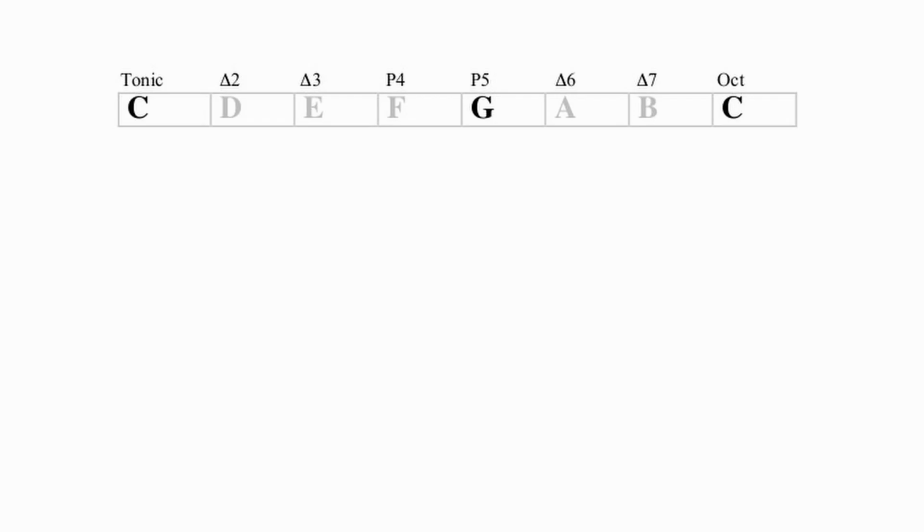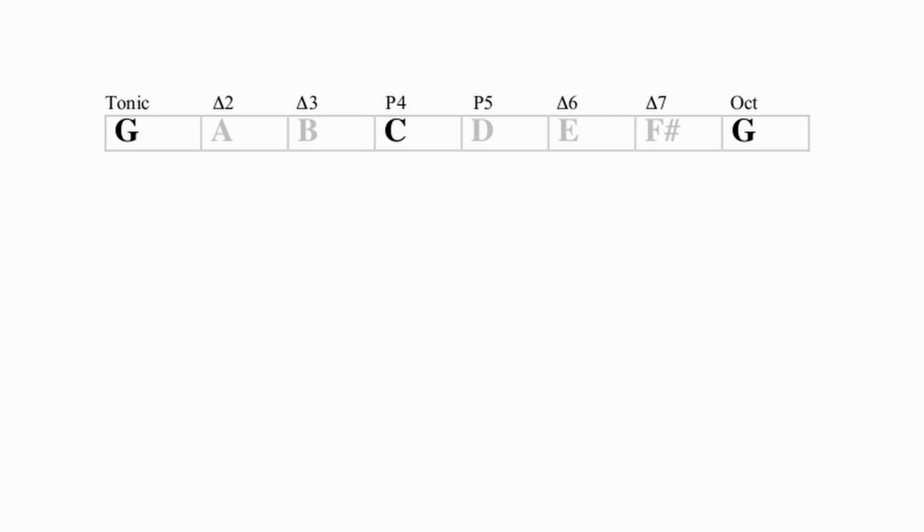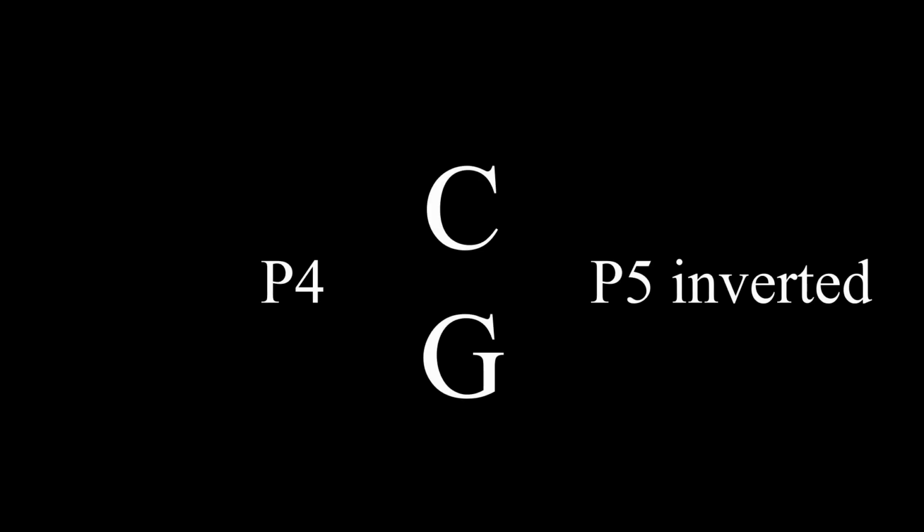Start with the tonic C and its perfect fifth interval of G as seen here. With the C as the tonic, C to G is the perfect fifth. Or, if we invert the notes, we see the perfect fifth inverted with G on the bottom, G to C. With G as the tonic, G to C is a perfect fourth. The perfect fourth and perfect fifth inverted are inharmonic intervals.